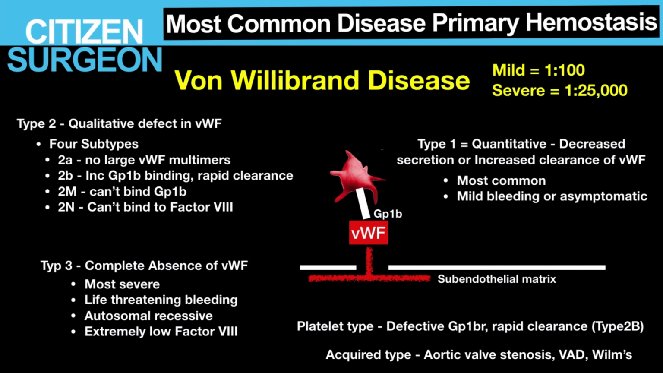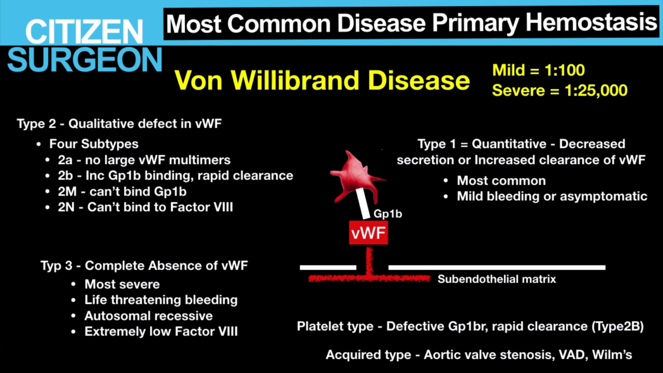Type 3, you have complete absence of von Willebrand's factor. This is the most severe and obviously the most rare, but this is life-threatening bleeding. It's autosomal recessive inherited. It also has extremely low factor 8. And then there are a couple other subtypes. Platelet type, which is a defective glycoprotein 1B receptor, and you get rapid clearance like type 2B.